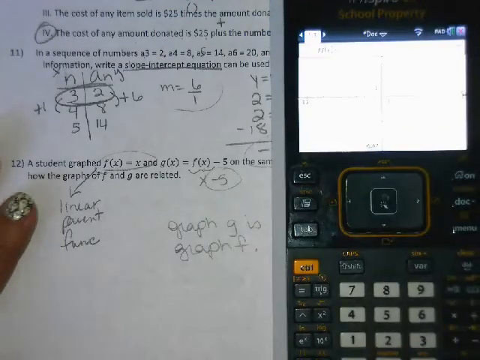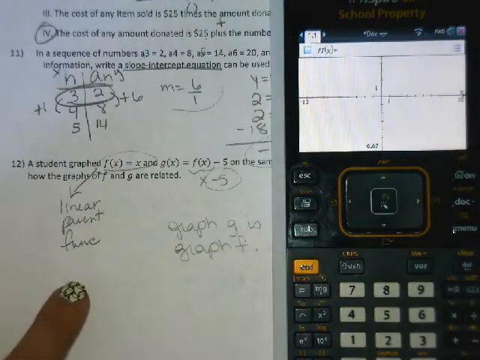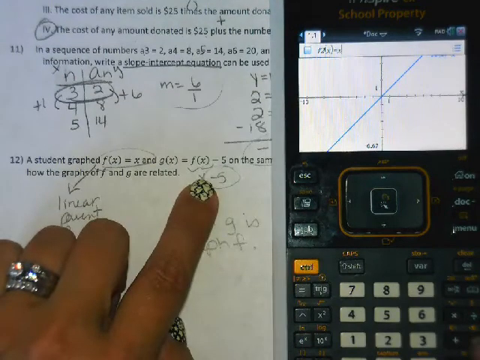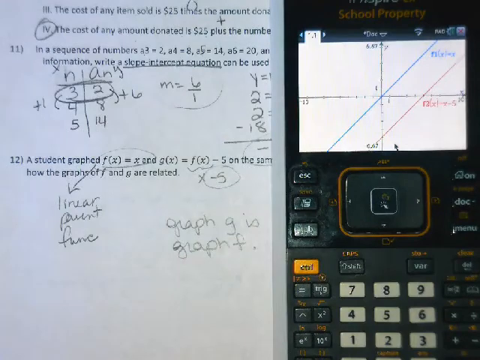We could say f of x equals x. There's our parent function, tab, and then we have x minus 5, and I can see, in fact, that it did shift down 5.